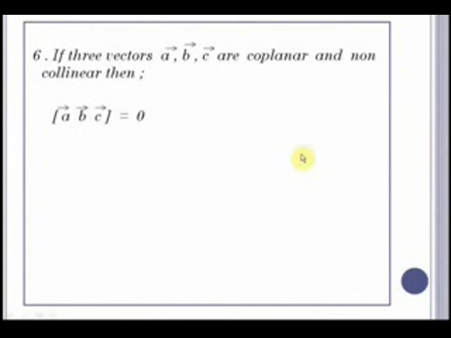The sixth and a very important property is, if three vectors A, B, C are coplanar and non-collinear, then the box product is equal to 0. Thus, if three vectors are coplanar and non-collinear, then their box product is equal to 0. And this is a very important condition for three vectors to be coplanar. So, if we want to prove that three vectors are coplanar, then prove that their box product is equal to 0.